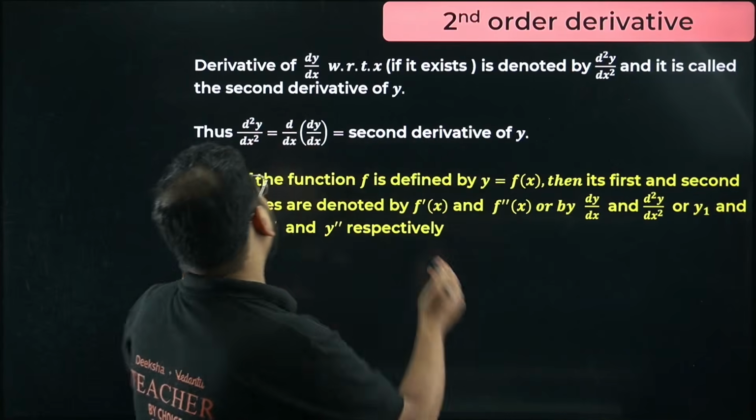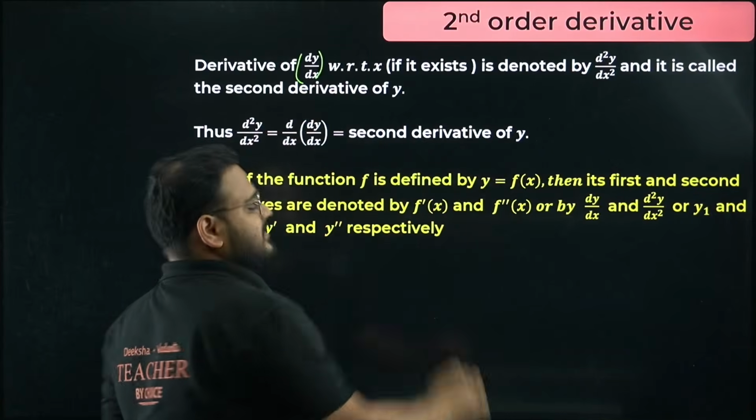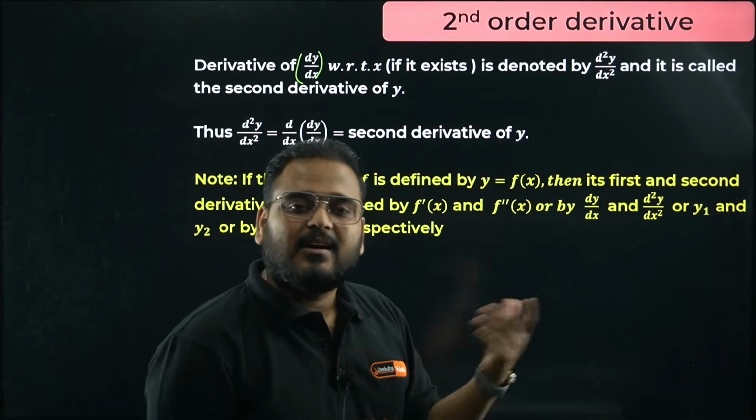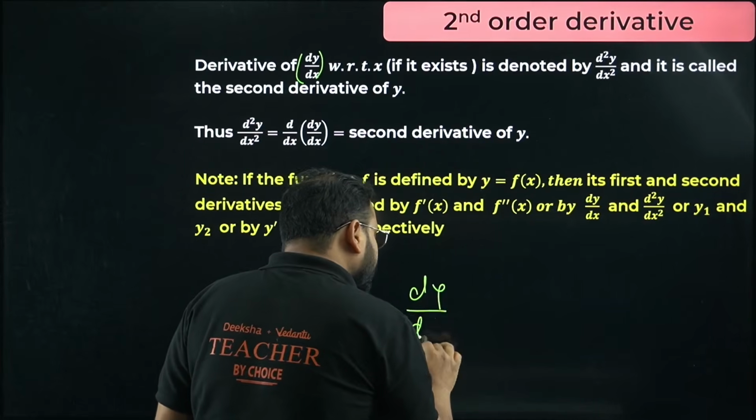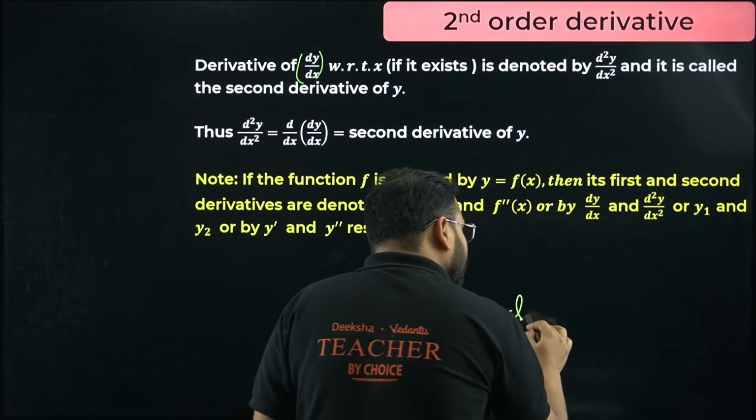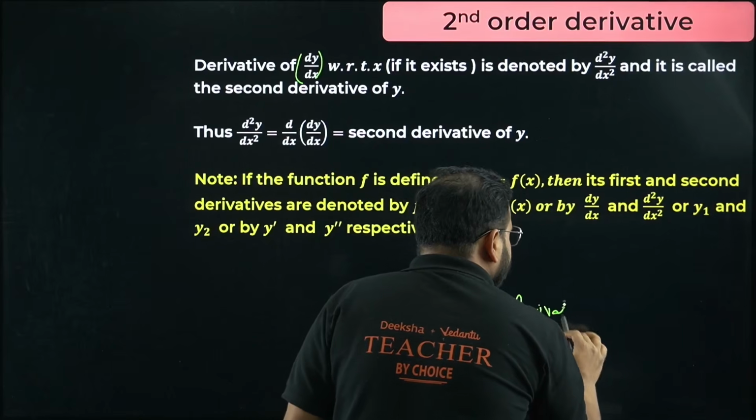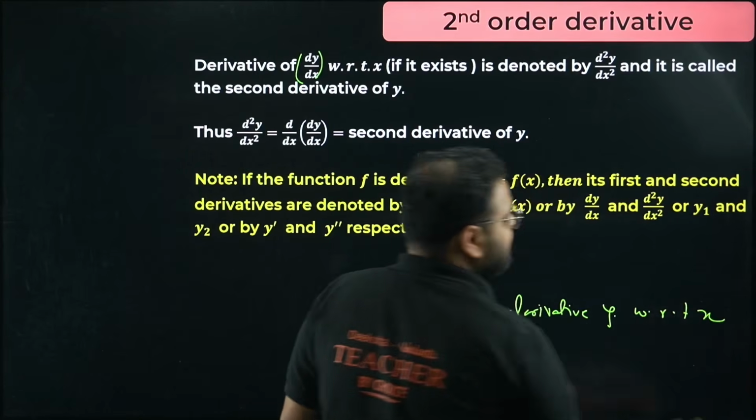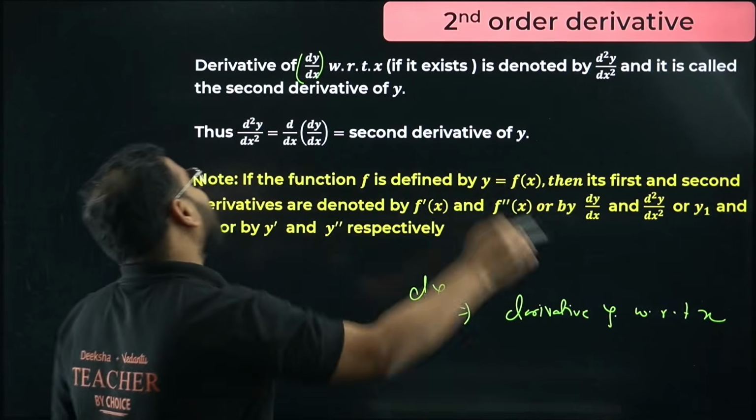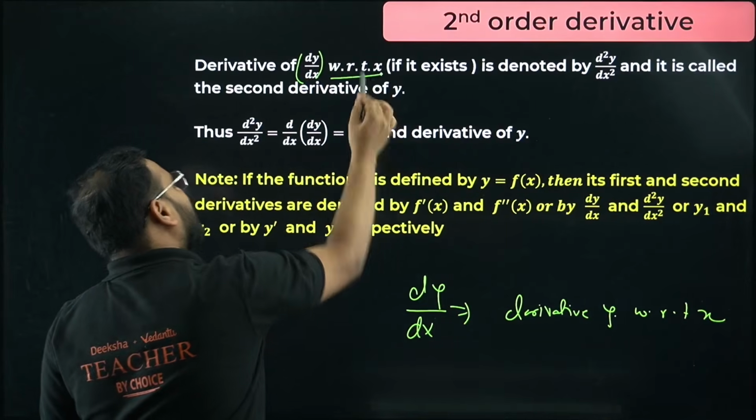Please check this out. In the case of dy by dx, what did we used to do? We took the derivative of y with respect to x. Yes or no? In this case, what are you going to do? The derivative of the first derivative with respect to x.